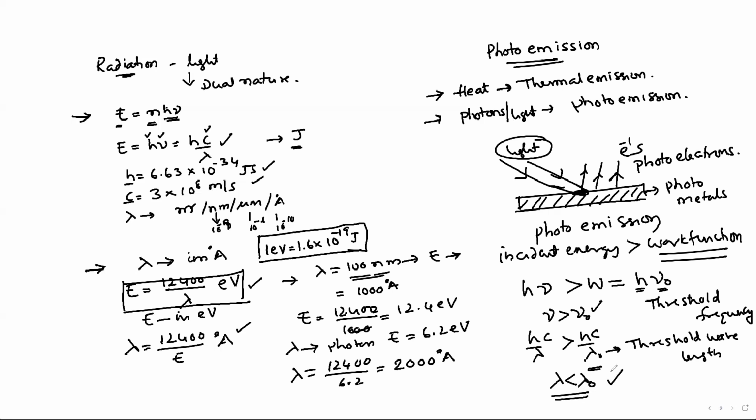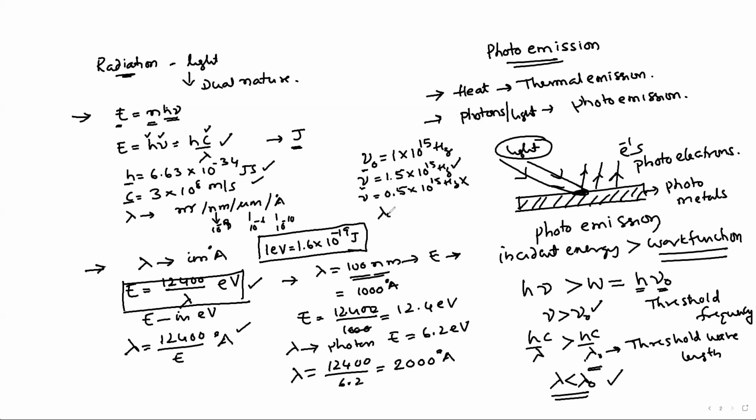For example, suppose I take the threshold frequency of a photometal as 1 into 10 power 15 hertz. If the incident radiation is 1.5 into 10 power 15 hertz, this is more compared to the threshold, so the electrons will be emitted. If the incident frequency is 0.5 into 10 power 15 hertz, the electrons will not be emitted.